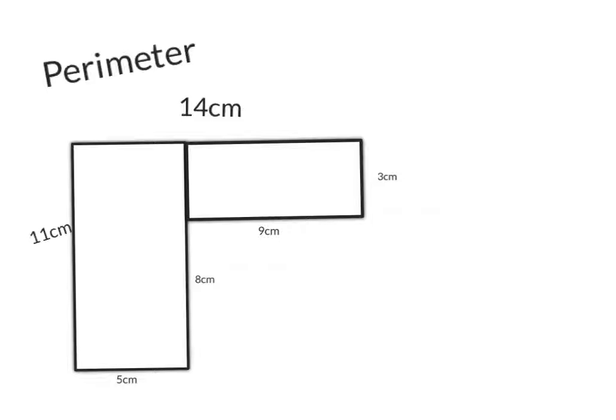So we're going to be looking at perimeter again. I marked quite a few of your work yesterday on the perimeter and area 1, and perimeter is something that we need to look back over. So let's have a look at this compound shape.